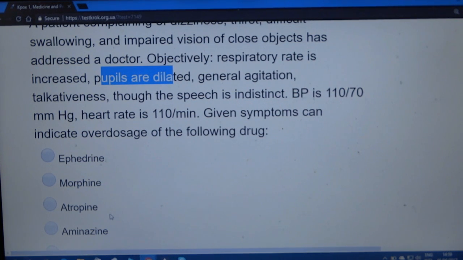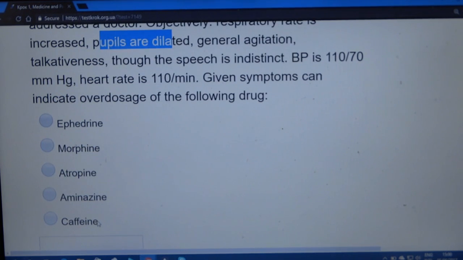Now, morphine is actually an opioid pain medication. It's sometimes called a narcotic. An overdose of it actually slows the breathing and then the heart rate. Overdose of morphine slows it down, not increase it. Overdose of caffeine actually leads to what? Restlessness, anxiety, excitement, insomnia, and so on and so forth.